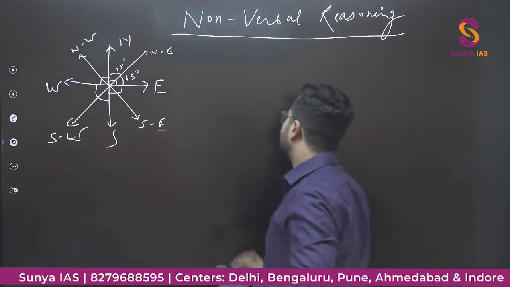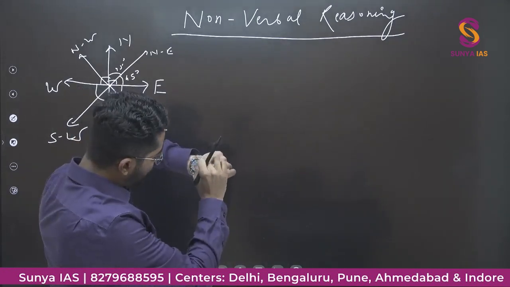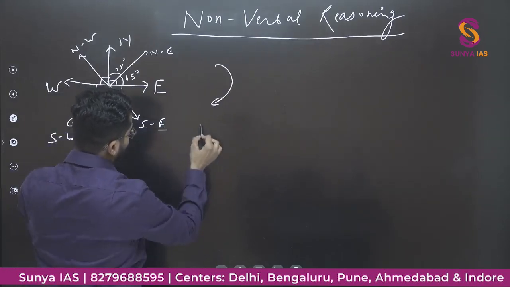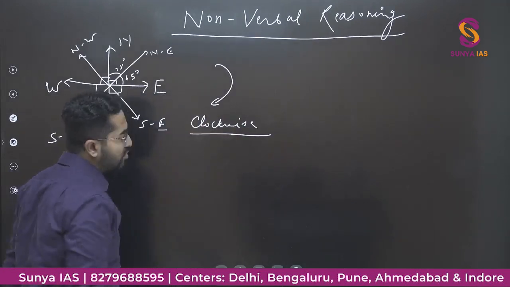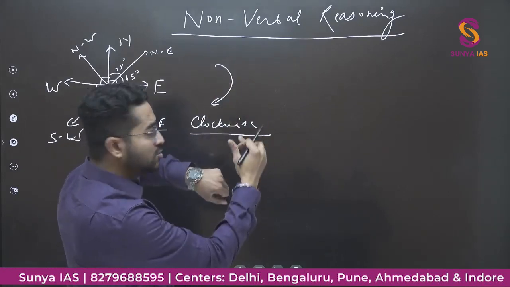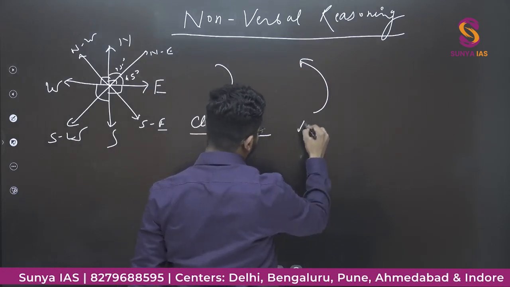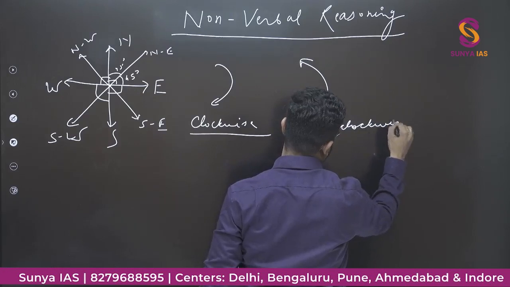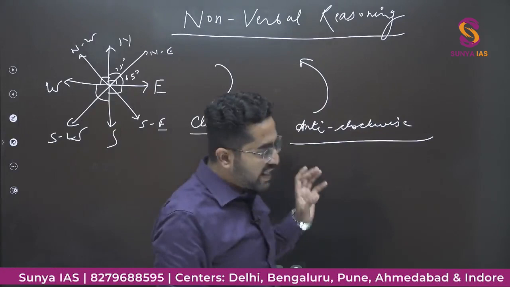Then clockwise. If this is your clock, this is your watch, how does a watch move? It moves in this direction. So, this is the direction of clockwise. And what is anti-clockwise? If this is the direction opposite to your watch's direction, this would be anti-clockwise. So these are some of the directions basics.